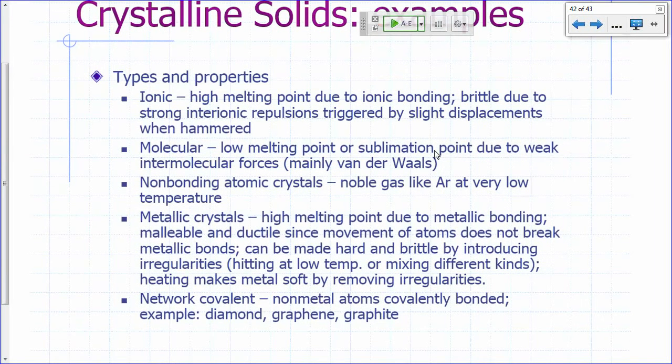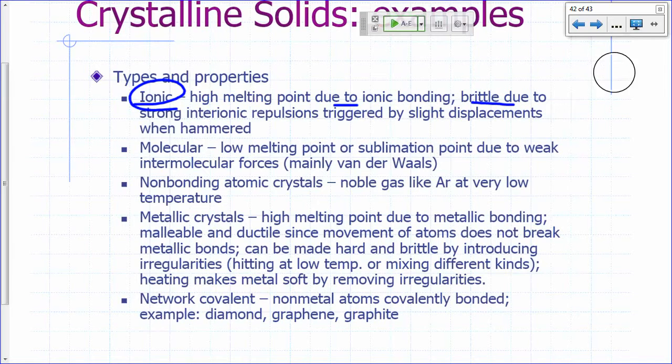Some examples of crystalline solids: you can classify them into different types. You can have ionic solids, okay? Ionic crystalline solids are characterized by very high melting points because of ionic bonding. They're also very brittle because of what happens next.